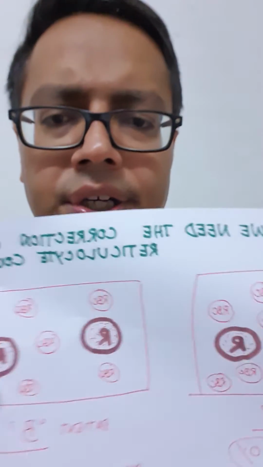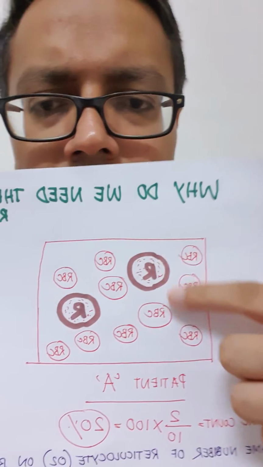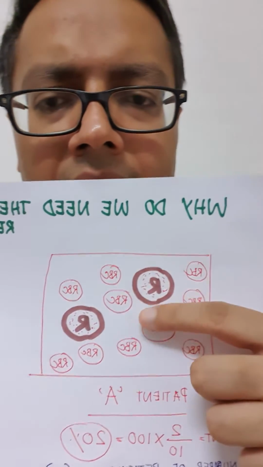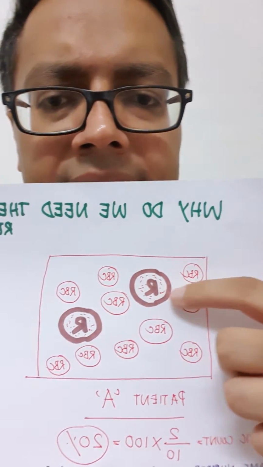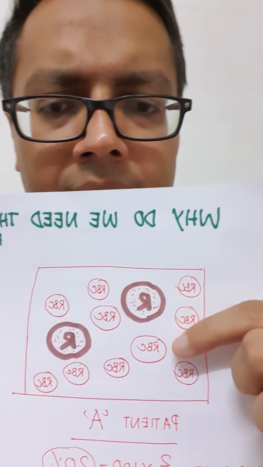This correction is basically done in patients with anemia, because we usually get a falsely high reticulocyte count. Let me explain why. Suppose this is patient A, and I'm evaluating this peripheral blood smear, and he has 10 RBCs and 2 reticulocytes. So his reticulocyte count would be 2 by 10 into 100, meaning 20%.